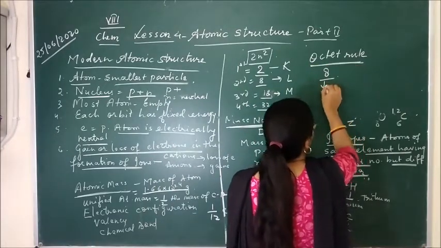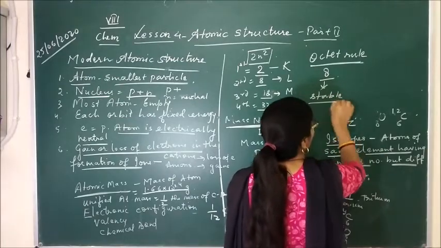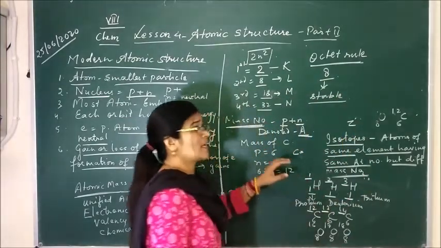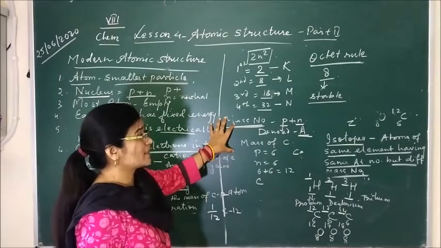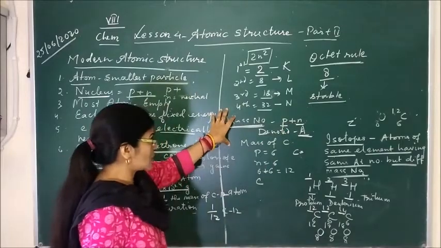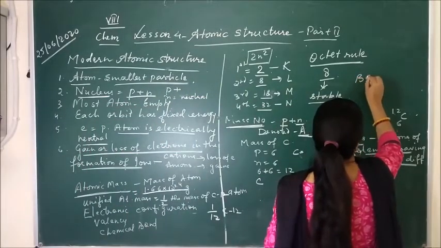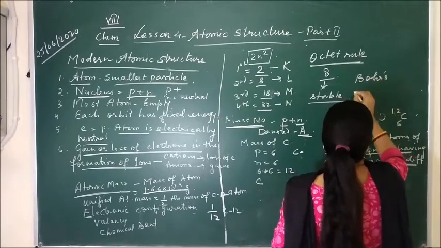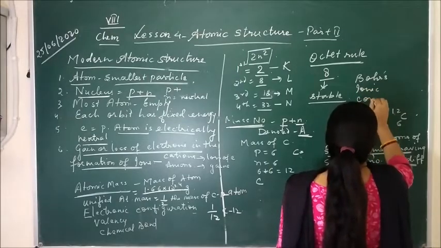Only then can any atom become stable. So to maintain the stability of any atom, the outermost shell should have a maximum of 8 electrons, and that is called the octet rule. In tomorrow's class, I will explain the Bohr-Bury scheme, which I just told you about, and the different types of bonds. We can see 2 types of bonds: the ionic bond as well as the covalent bond.